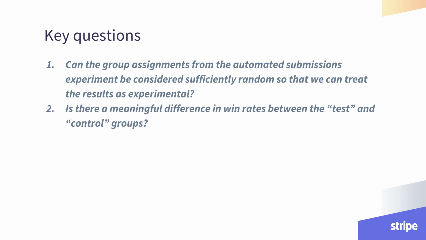First, given that we have some concerns about the experiment, can the experimental groups still be considered comparable or balanced? And secondly, can we obtain meaningful estimates of the quantities we are interested in estimating?